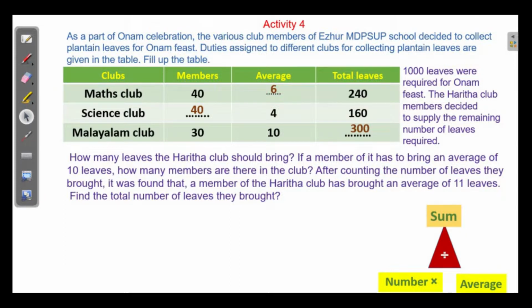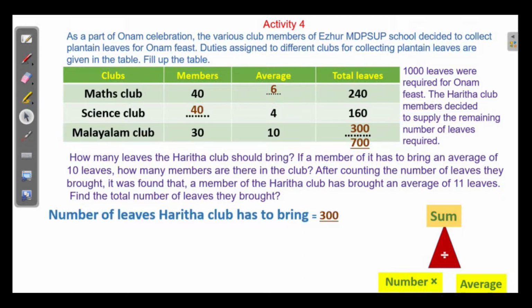Now the question continues. 1000 leaves were required for Onam feast. The Harida club members decided to supply the remaining number of leaves required. So how many leaves have these people brought together? Adding, 700 leaves are here. Then Harida club has to bring how many leaves? 1000 minus 700 is equal to 300.